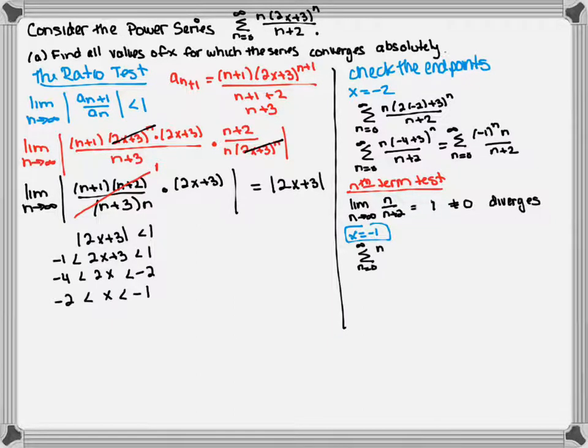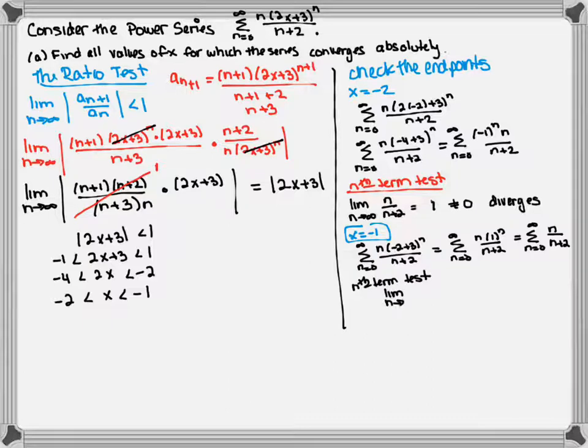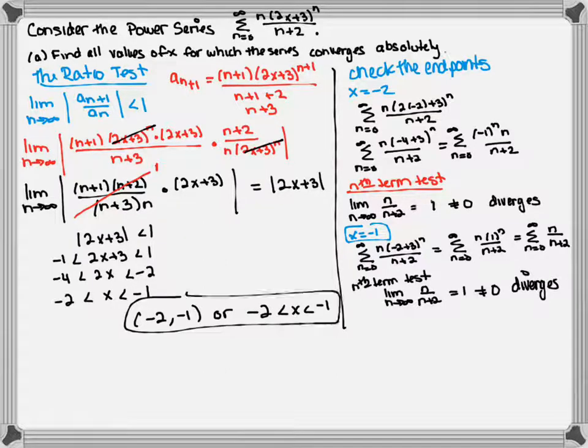When x is equal to -1, it just becomes n over n plus 2, which again, using the nth term test, is going to diverge because it's not equal to 0. So that means that my endpoints are not included in my interval of convergence. So where does it converge absolutely? It only converges absolutely from -2 to -1.